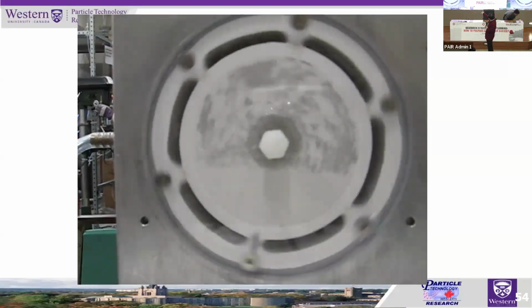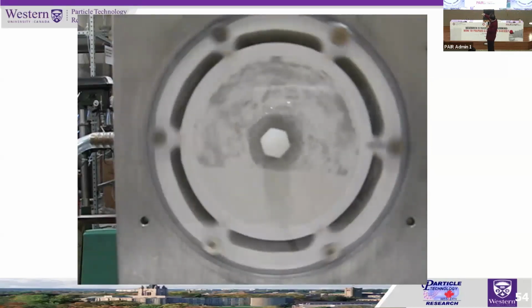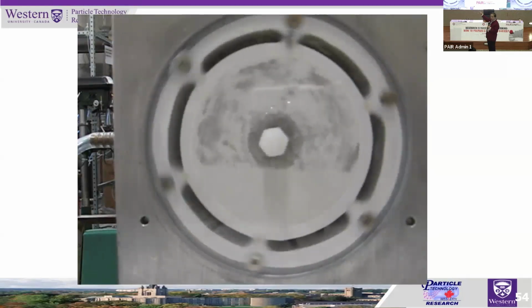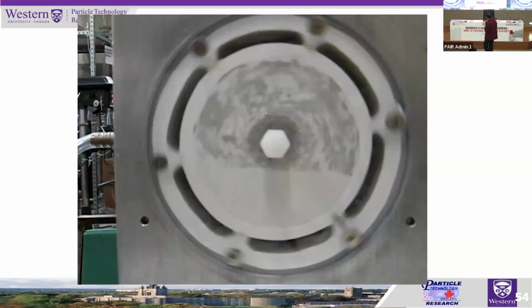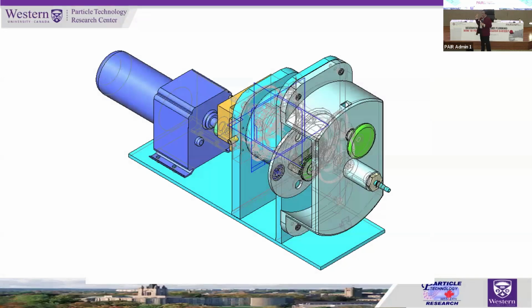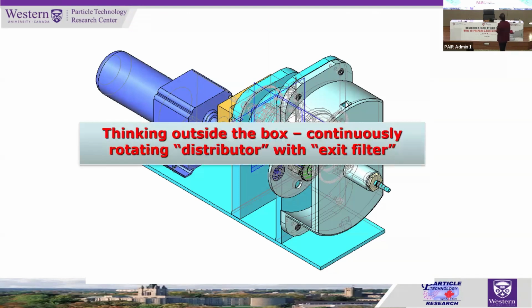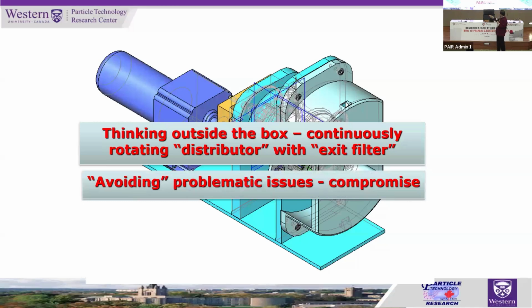So this is the fluidized gas, and because of that, the particles stick to the wall, but they get blown back. Okay? So this is the technology we have, and this forms the basis for my technology doing the pulmonary drug delivery. So what we're getting from this? We're thinking outside the box because we're continuously rotating the distributor and the exit filter, so that we avoid the problem.